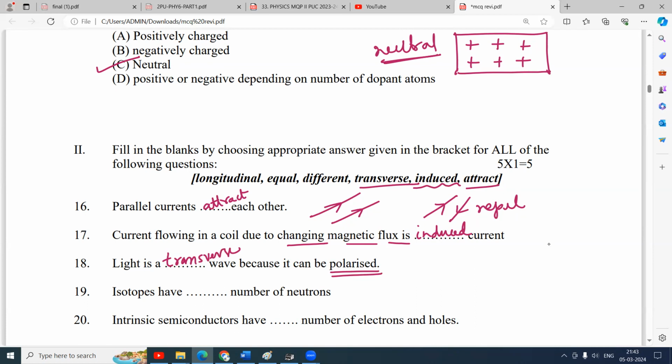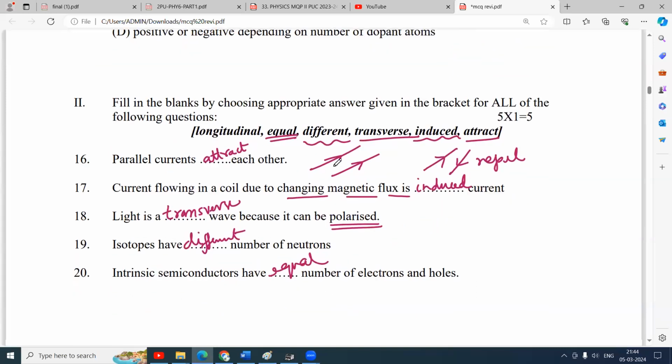Okay. Isotopes have dash number of neutrons. Of course, isotopes have equal number of protons, different mass number. That means different number of neutrons. So it is different. Intrinsic semiconductors have equal number of electrons and holes. Yes.